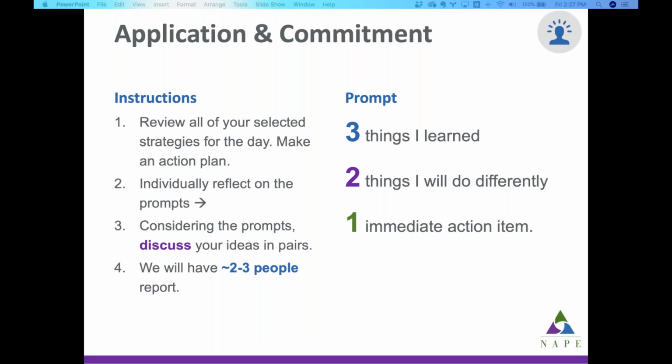So I'm going to give you just a minute, and I'd love to see some of your notes in the chat box on what you'll do differently and your action items.